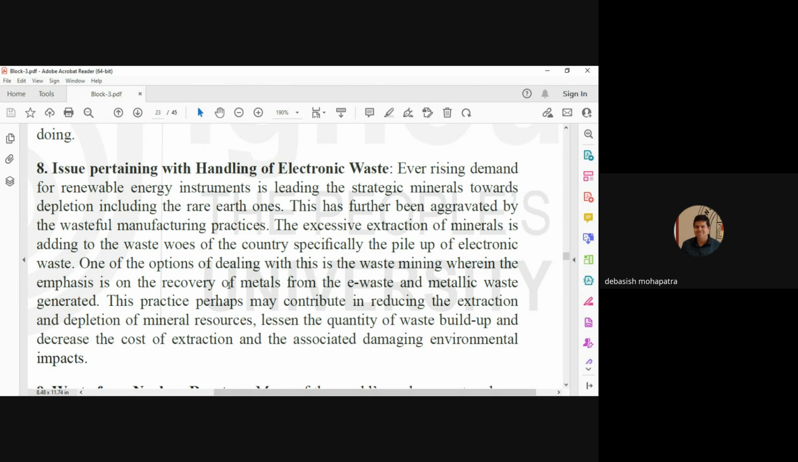How will this waste be managed? And how do we recover metals from e-waste and metallic waste generated? These practices can contribute to reducing the extraction and depletion of mineral resources.